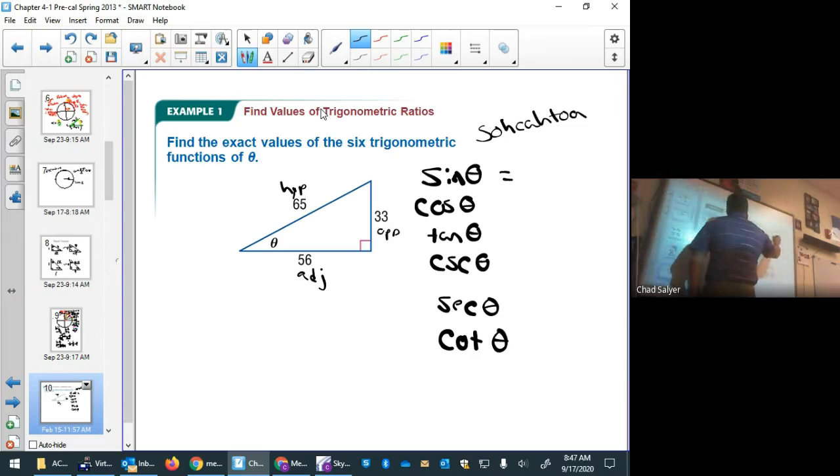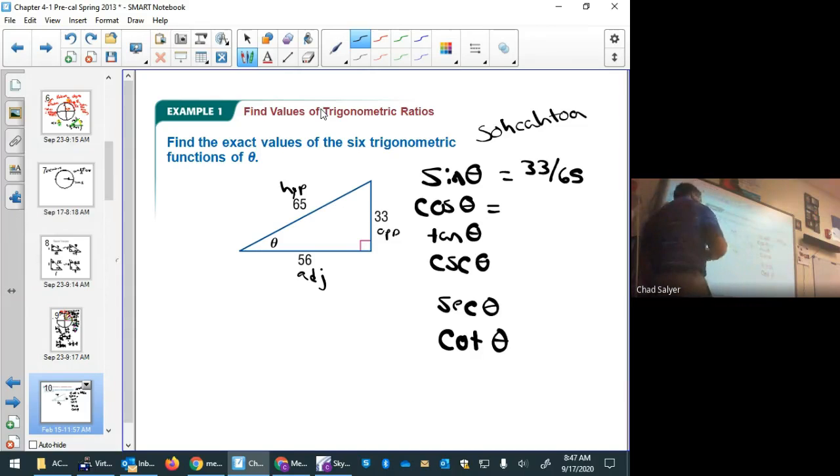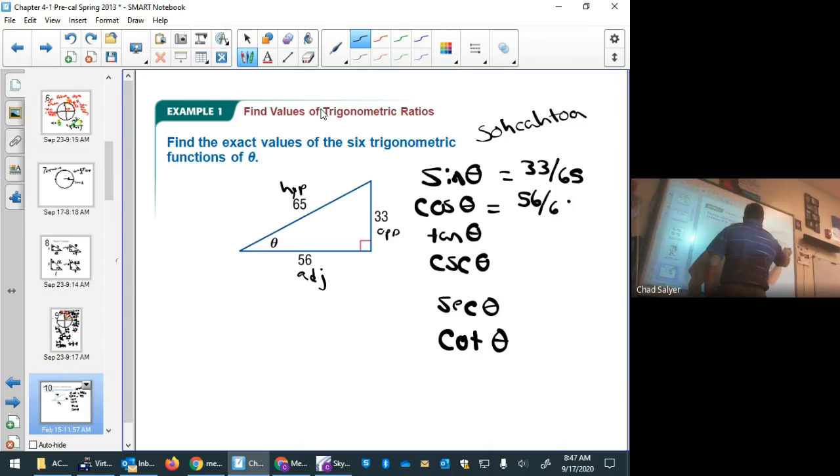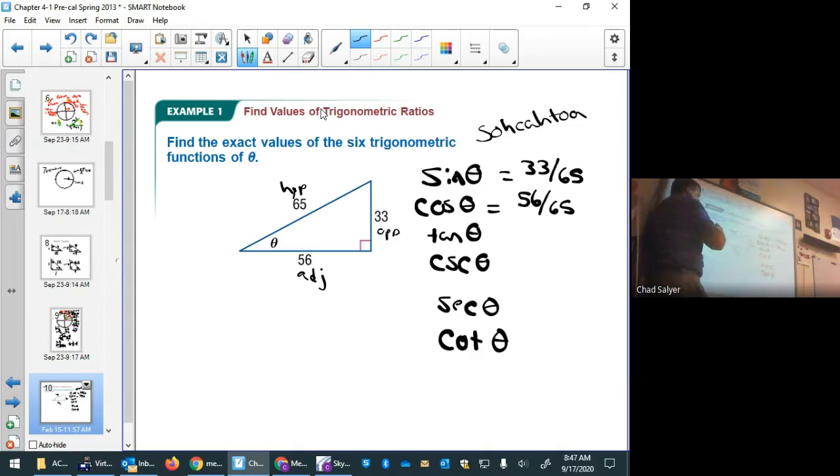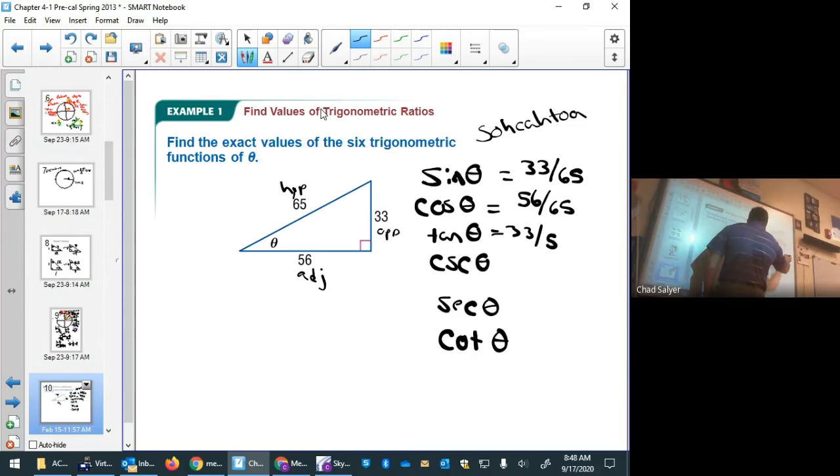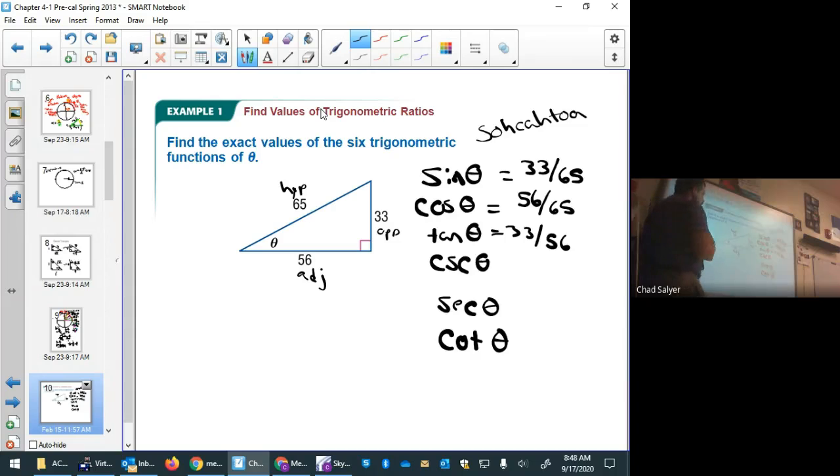Sine, remember, is the opposite, which is 33, divided by the hypotenuse, which is 65. The cosine is the adjacent, which is 56, divided by 65. The tangent is the opposite, divided by the adjacent, 33 divided by 56. Opposite over adjacent, TOA. Cosecant, remember, choshacow.